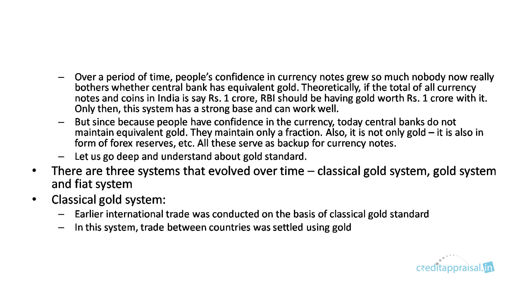Okay, so let us go deeper into the gold standard. There were earlier 3 systems that evolved over time. One is the classical gold system, and the fiat system. The classical gold system is, earlier international trade was conducted on the basis of the classical gold standard, and in this system trade between countries was settled using gold. This was discussed in the very beginning, when there were, say, spices to be shipped from India to Sri Lanka.